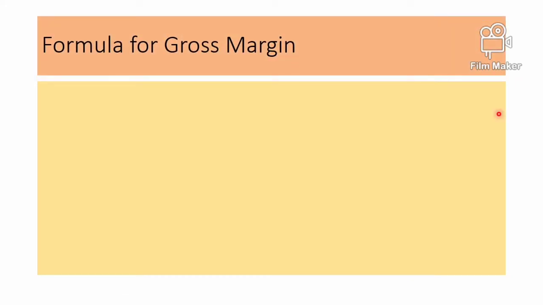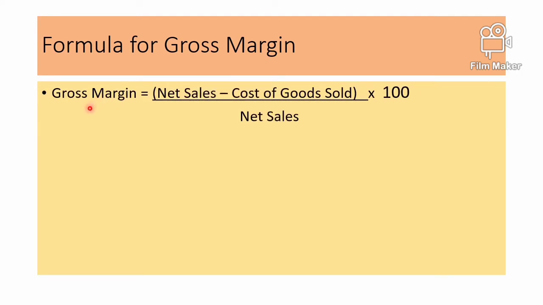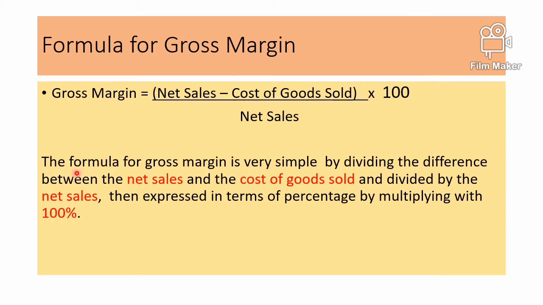Formula for gross margin. Gross margin is equal to net sales minus cost of goods sold, divided by net sales, times 100%. The formula for gross margin is very simple. By dividing the difference between the net sales and the cost of goods sold by the net sales, and expressing it as a percentage by multiplying by 100%.